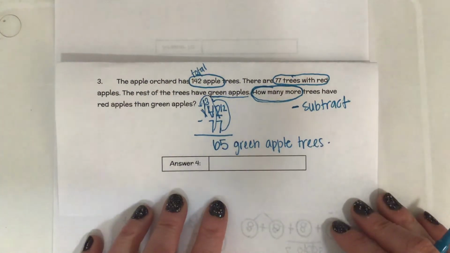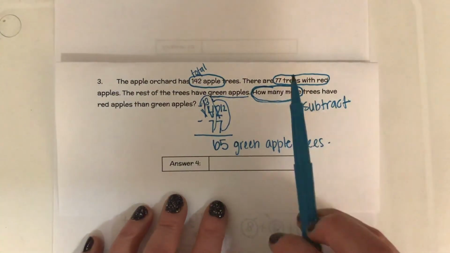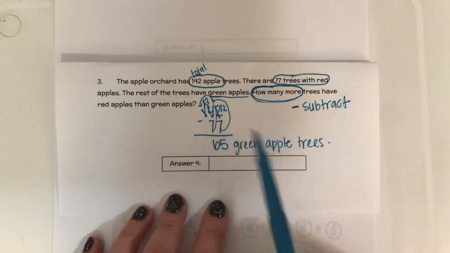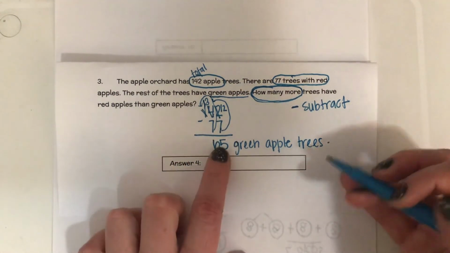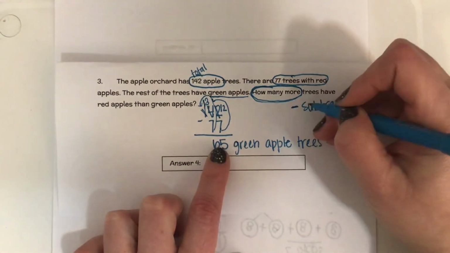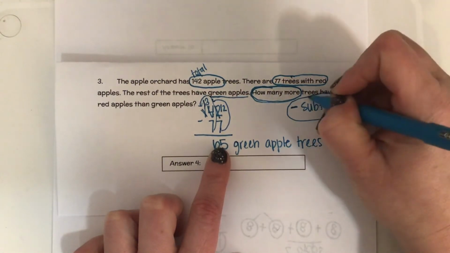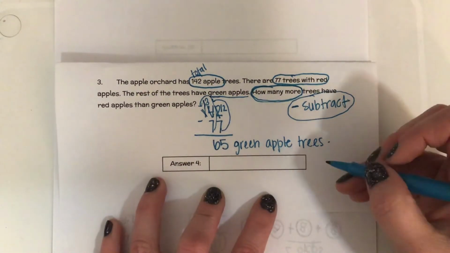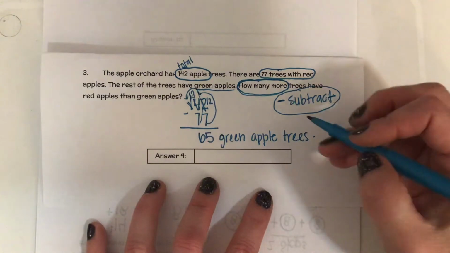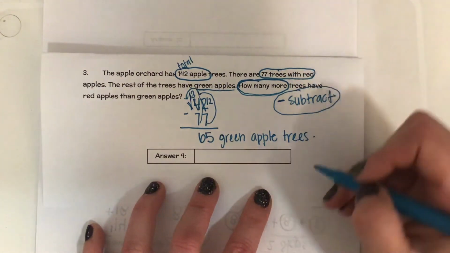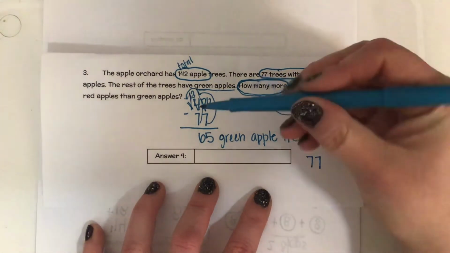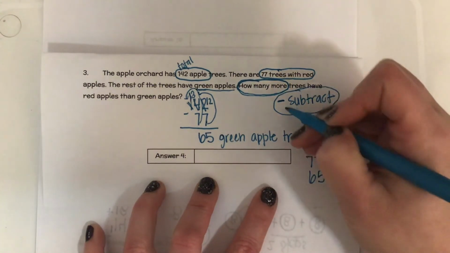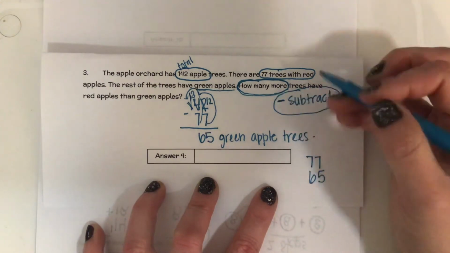Okay, but that's not my answer because it wants to know how many more trees have red apples than green apples. We just already decided that how many more means subtract, right? So now I've got to go over here. I'm going to go down here because I'm running out of space up there. How many red ones do I have? I've got 77. How many green ones do I have? I've got 65. And I know I have to subtract because it says how many more.